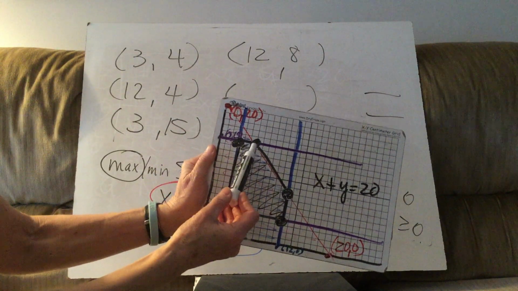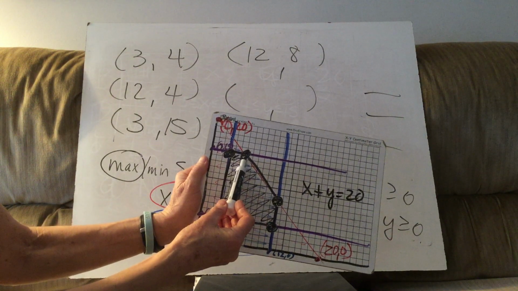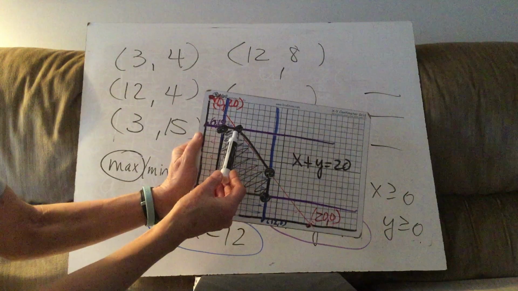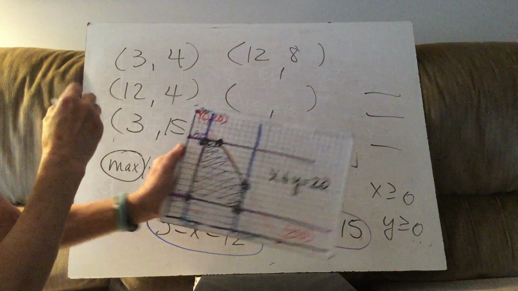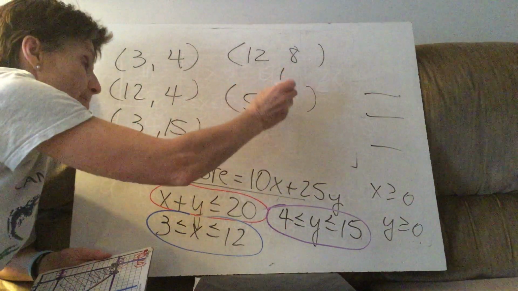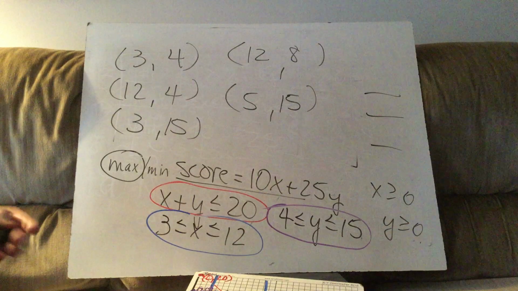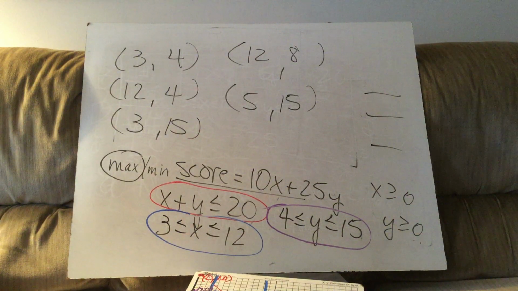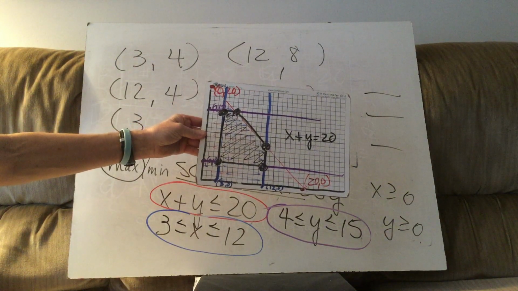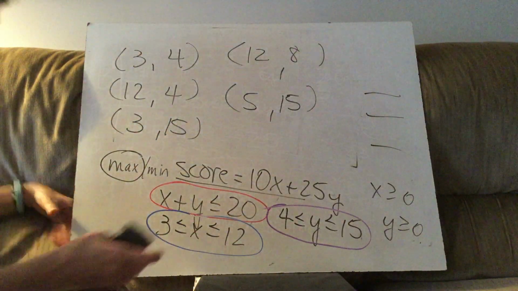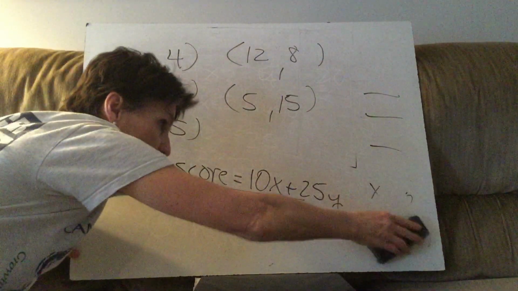Similarly up here, we know that Y is 15, and if Y is 15, then X has to be 5. So there are the corner points of our graph. And now we are going to maximize our score.